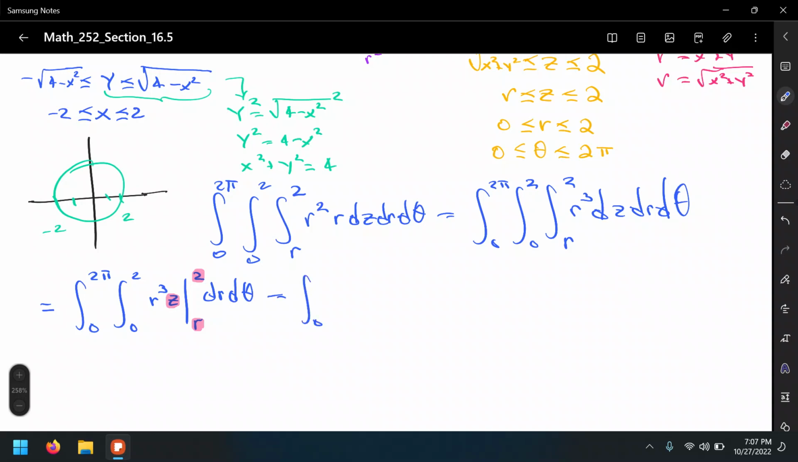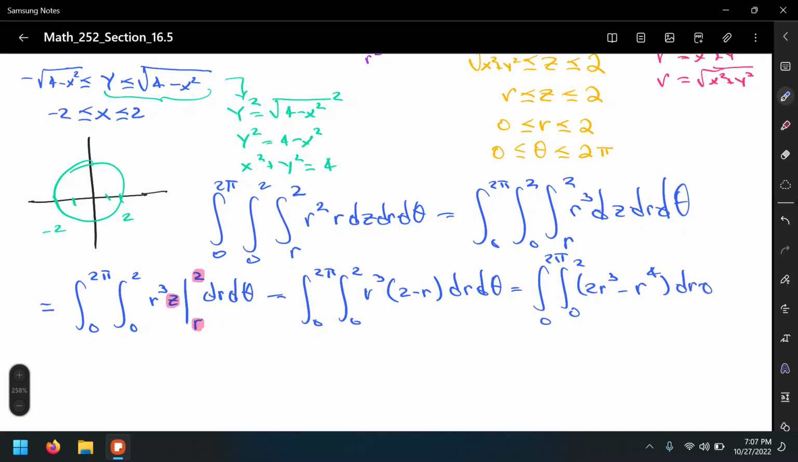So that's the integral from 0 to 2 pi, the integral from 0 to 2, r cubed, z, which is 2 minus r, dr d theta. And while distributing this, it's going to give us the double integral from 0 to 2 pi and from 0 to 2 of 2r cubed minus r to the 4th dr d theta. Okay, so we may now go about integrating with respect to r.